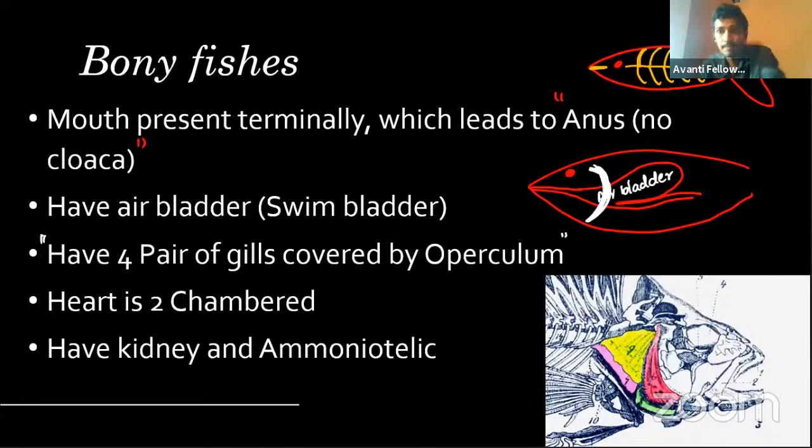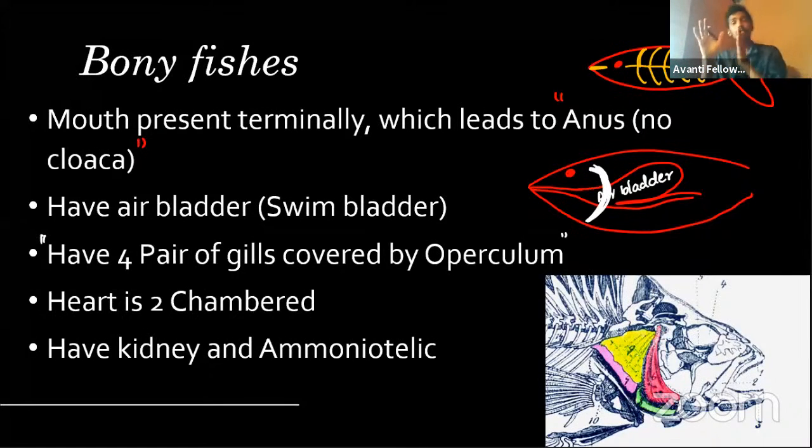Operculum is just a covering. The air bladder is useful every time. Without the air bladder, it would be sinking and would have to swim every second or every minute of its life. But when they have the air bladder, they can swirl, go up, go low, everything becomes easy, because the buoyant force is there. So they have 4 sets of gills, one set on each side, covered by the operculum. Operculum is just a covering, nothing else.